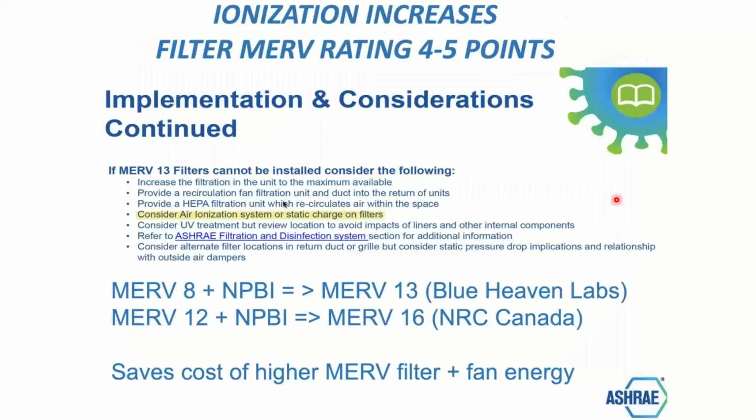This is from an EPA document. There's also some stuff from a couple of different labs that ASHRAE cited in one of their presentations. I literally screenshot this because I am lazy and cheap. But those two studies, one took Merv 8s and combined them with needlepoint bipolar ionization and got Merv 13 performance. The other one took a Merv 12 and got Merv 14 performance. So they're getting 4 to 5 Merv points better.